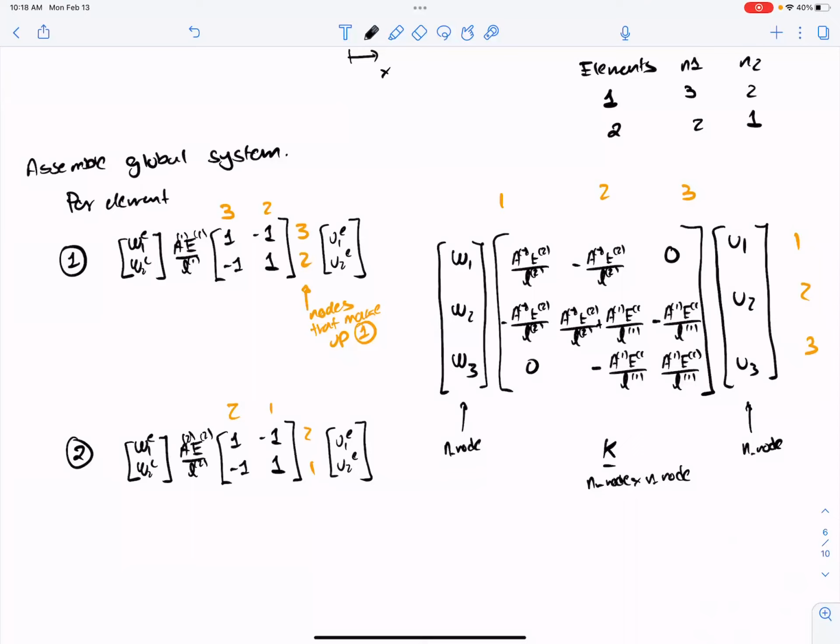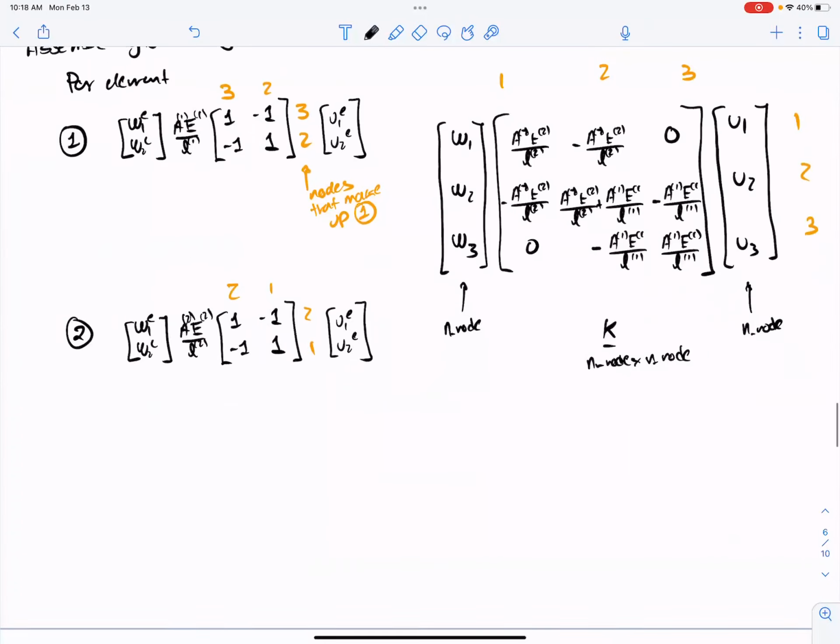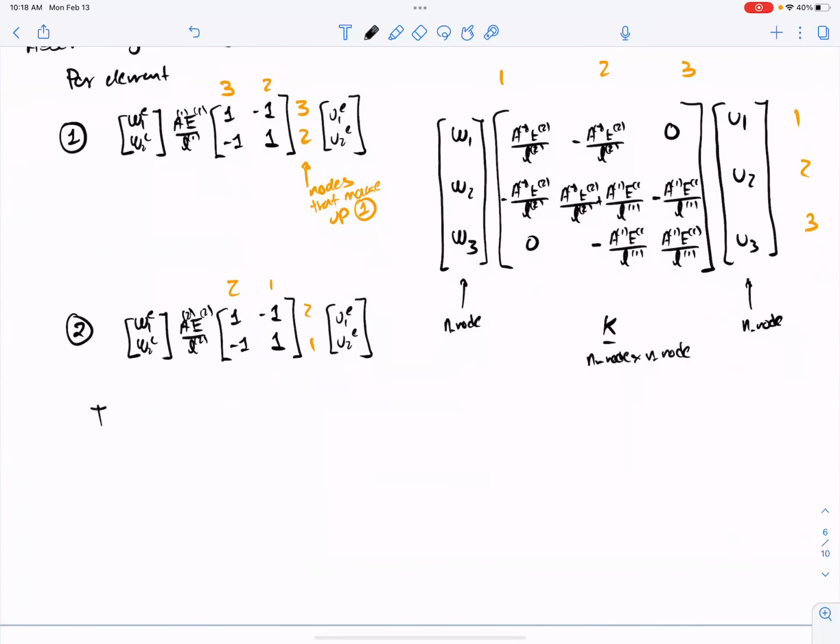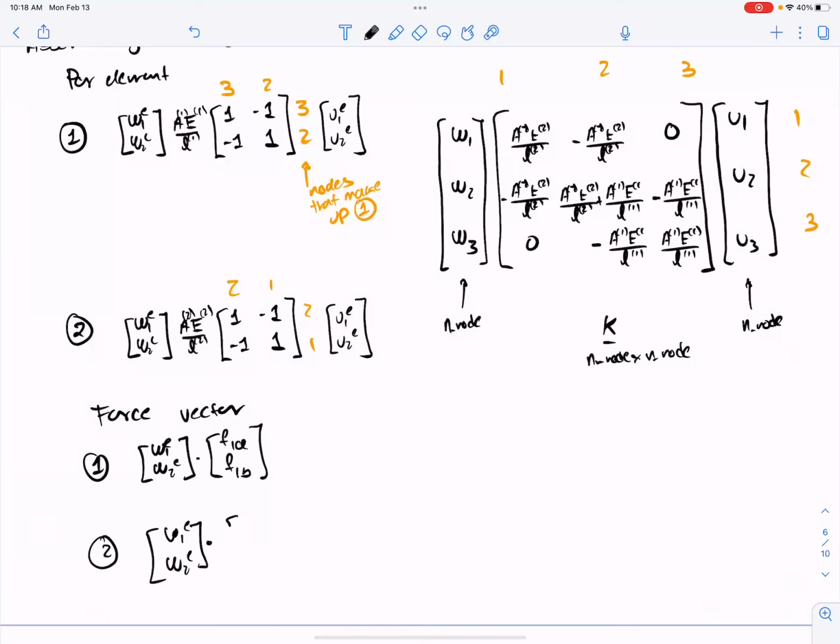So again, this assembly process is just the exact same thing that we did for the trusses. Exact same thing. Also for the force vector. So for element 1, I'm going to end up with W1, W2. And for now, let me just call this F1A, F1B. And then for element 2, this is W1, W2, let me call this F2A, F2B.